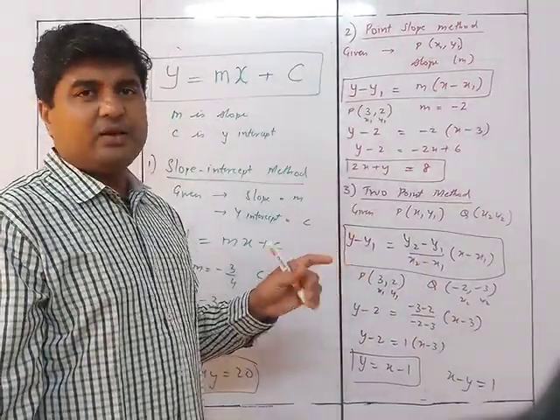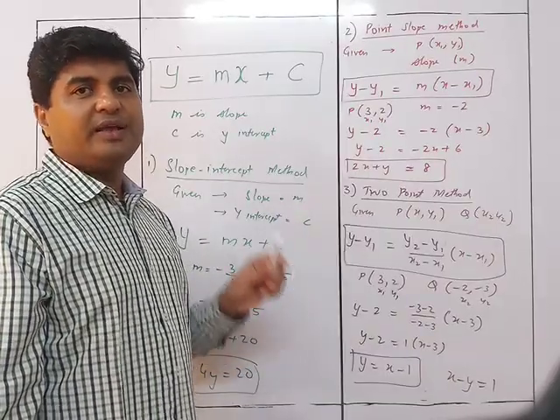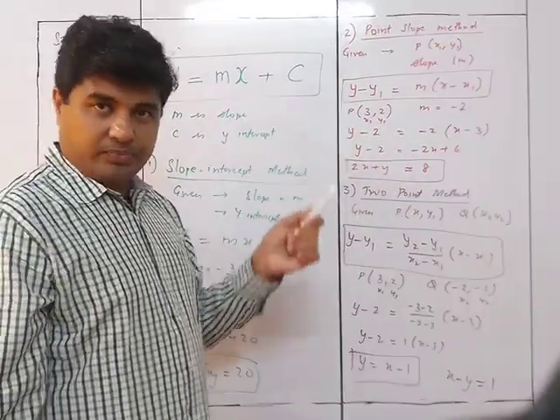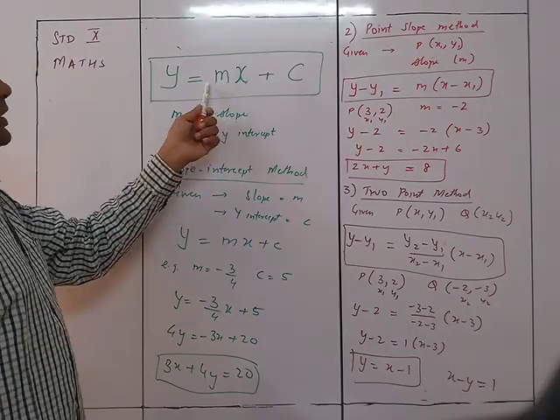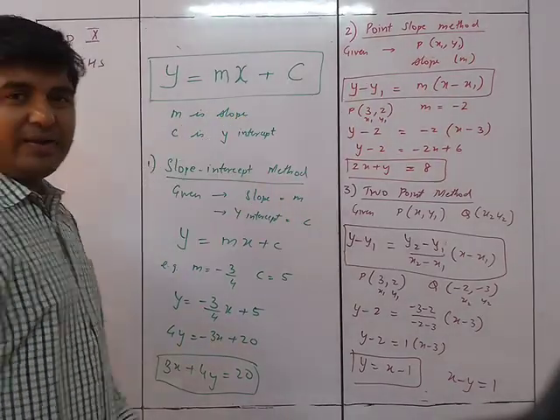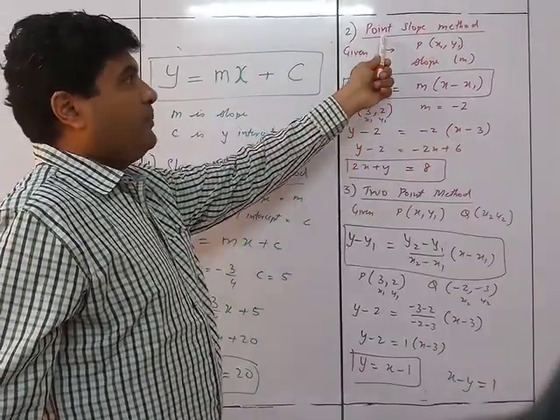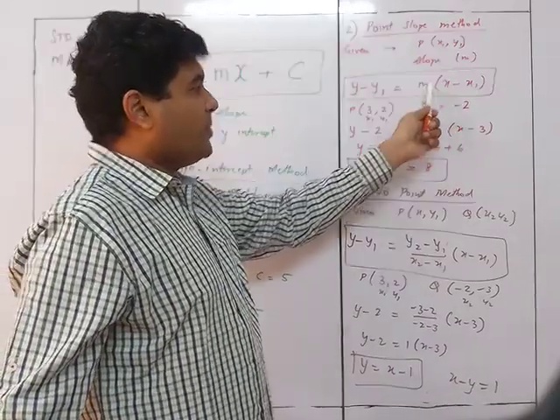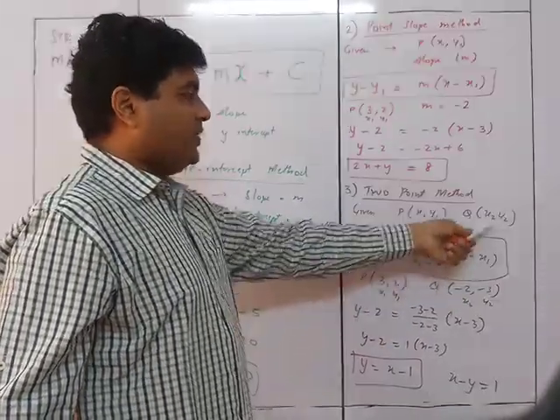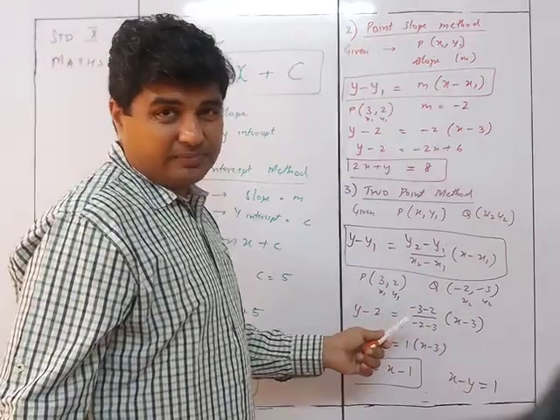But the main thing is that you are going to have everything as y is equal to mx plus c, right? So if the slope is given to you and c is the y-intercept, then you use this one. If a point and a slope are given to you, you use this formula. If two points are given to you, then you use this formula, right?